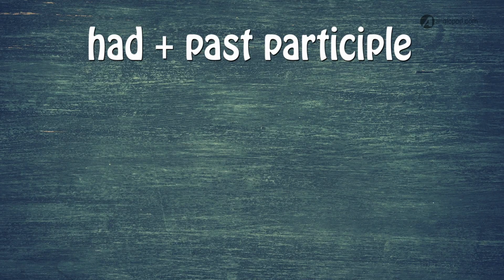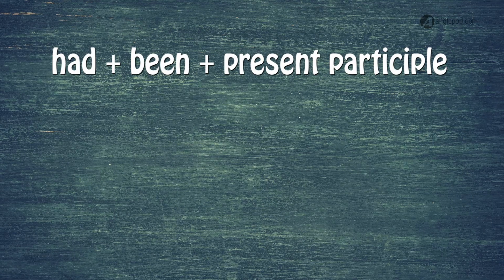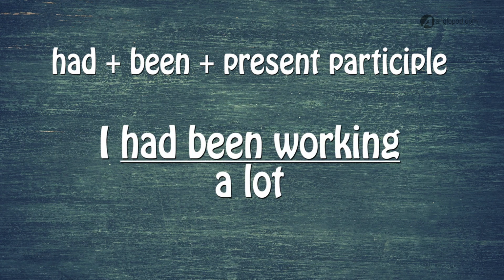So let's take a look at the form of the past perfect. It's had plus the past participle. For example, I had forgotten my wallet. The form of the past perfect continuous is had plus been plus the present participle. For example, I had been working a lot.